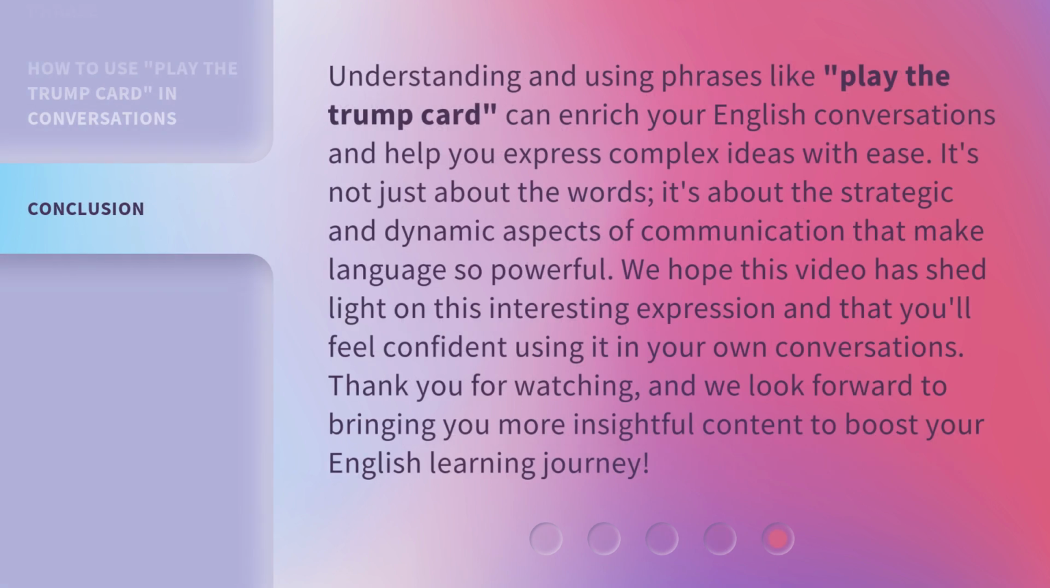Understanding and using phrases like "play the trump card" can enrich your English conversations and help you express complex ideas with ease. It's not just about the words. It's about the strategic and dynamic aspects of communication that make language so powerful.